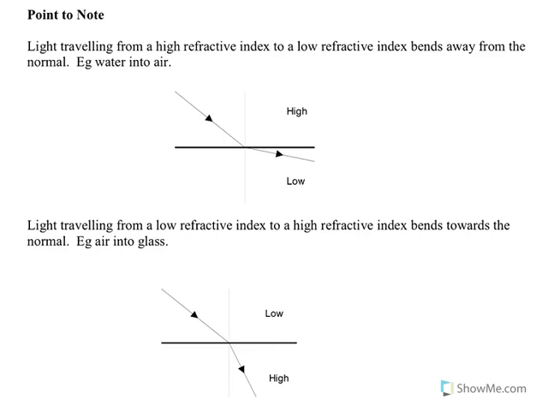All right, a little bit of a summary. If we go from high refractive index to low, it bends away from the normal, for example water to air. Or the other way, low to high, it bends towards the normal, so air into glass. All right, now the interesting case is when we're going from a high to a low, where it bends away. There's a video on this, and you get what's called total internal reflection.